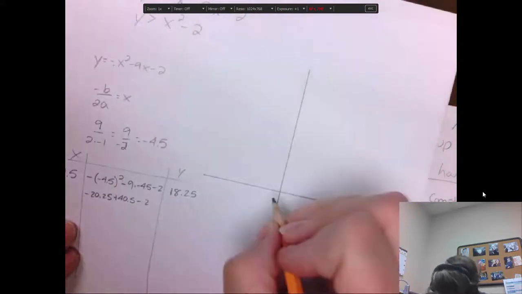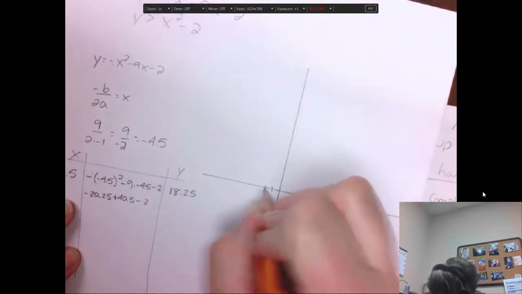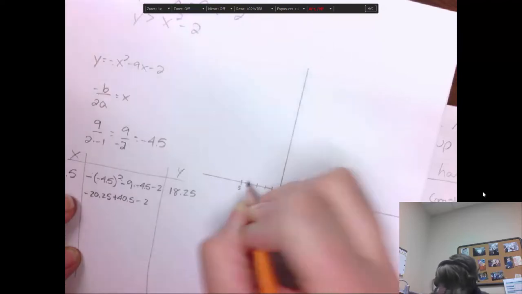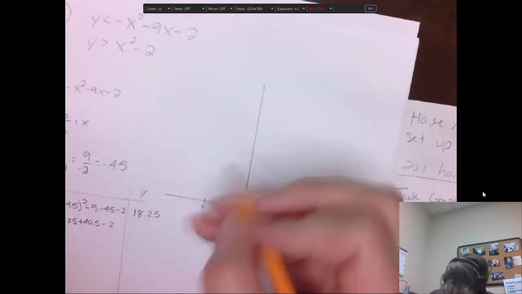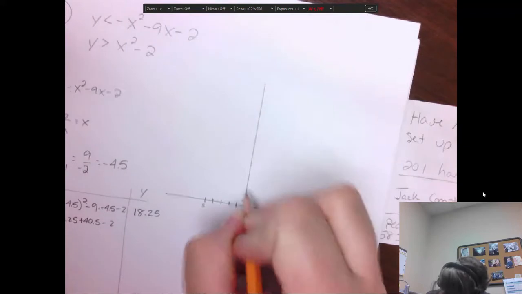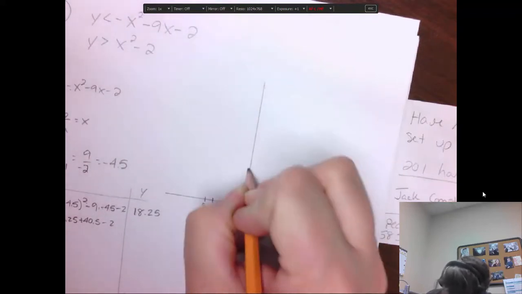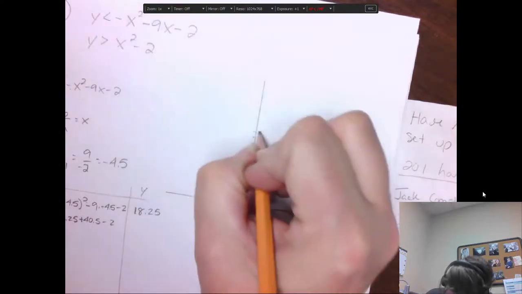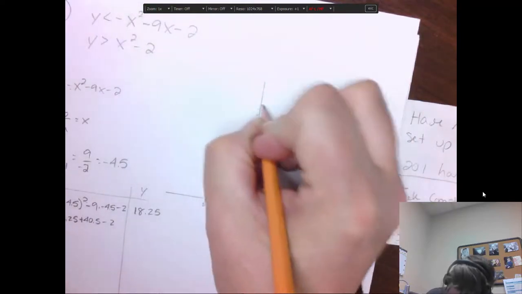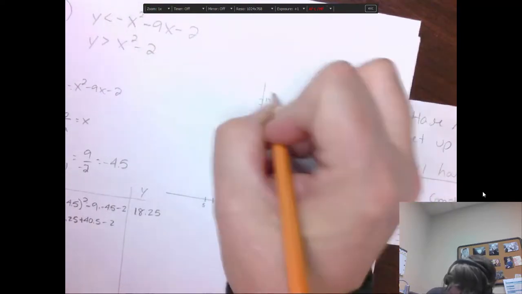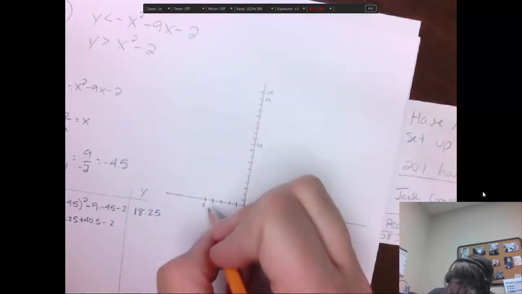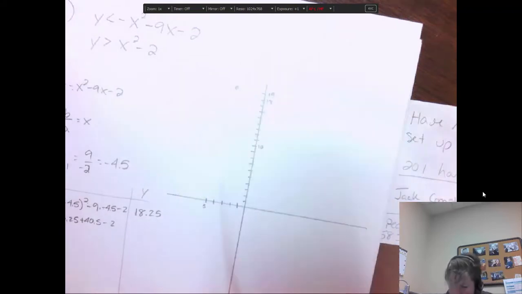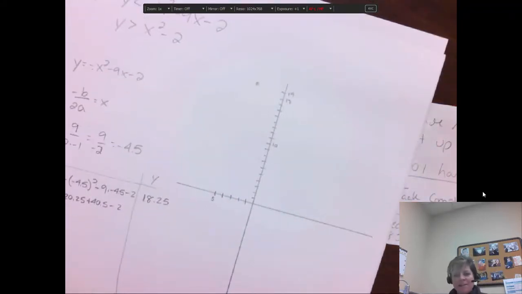So negative 4.5, 1, 2, 3, 4, 5. So here's 5. So negative 4.5 and then 18. So 1, 2, 3, 4, 5, 6, 7, 8, 9, 10. Here's 10, 11, 12, 13, 14, 15, 16, 17, 18. Here's 18, 19. So we know it's about right here for the vertex. Way up there. Okay. So that's our vertex.